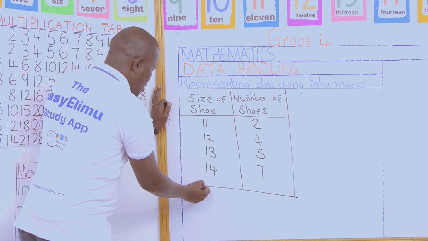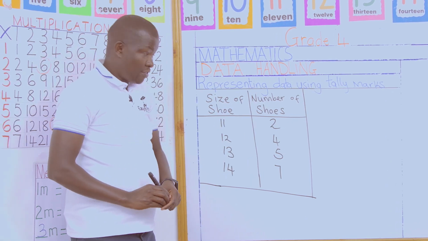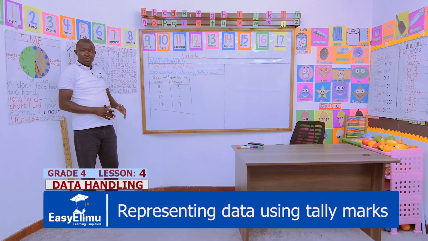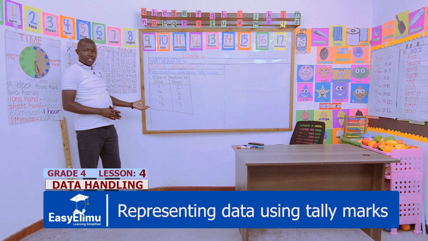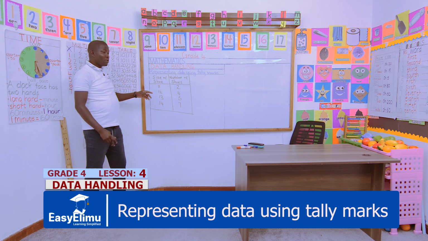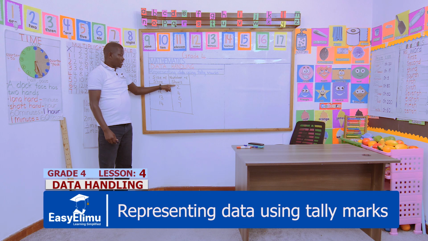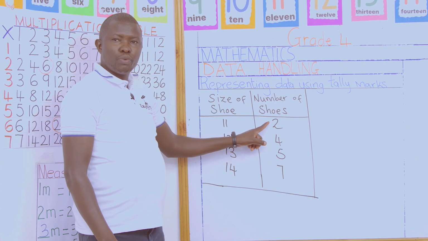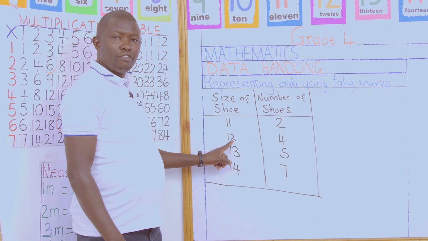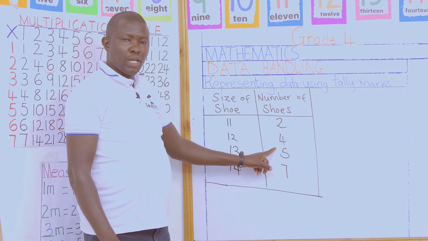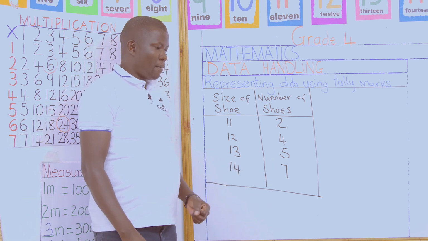Before we continue, learners, I would like you to observe the following. Tell me what you have observed. How is the data that we have collected, recorded and organized? This data is well organized. Remember, we said we can arrange our data from smallest to the largest. Shoe size 11, we have only 2 pairs. Shoe number 12, we have 4 pairs. Shoe number 13, we have 5 pairs. And shoe number 14, we have 7 pairs.